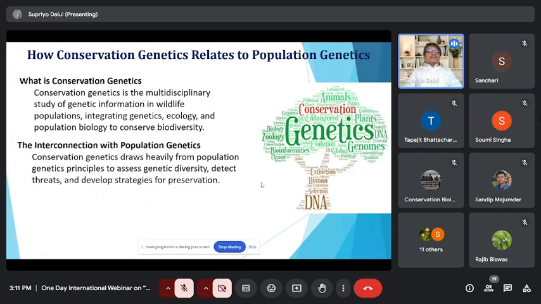So there is an interconnection with population genetics. The main aspect of conservation genetics actually relies on the principles of Hardy-Weinberg equilibrium theory.